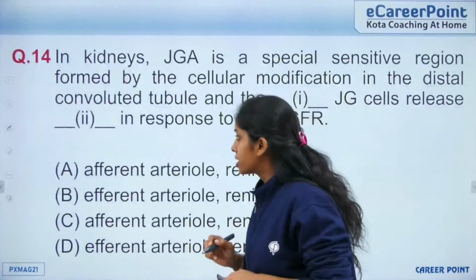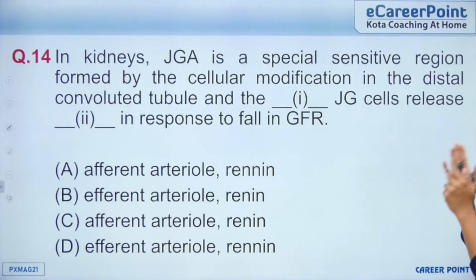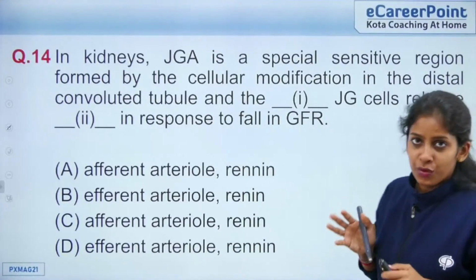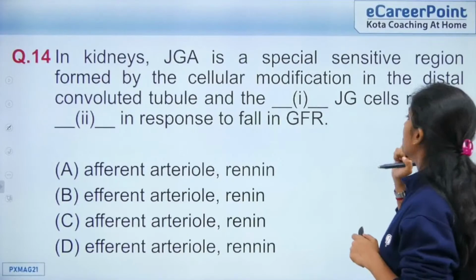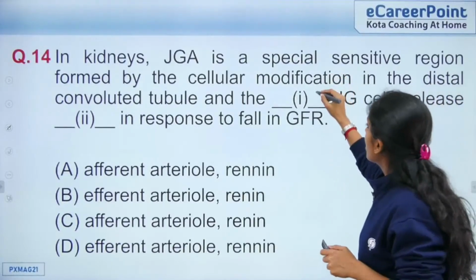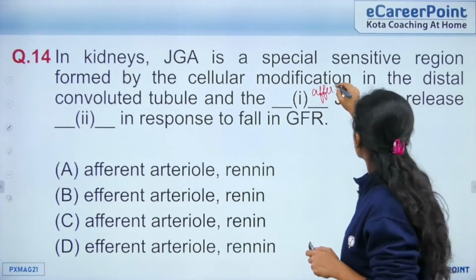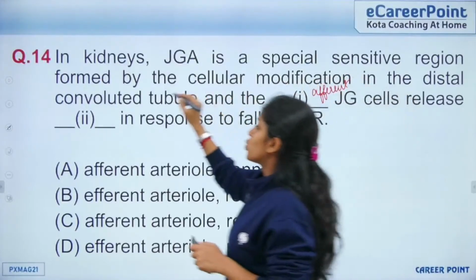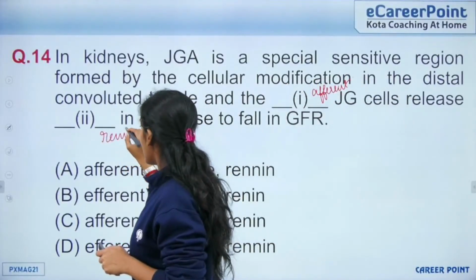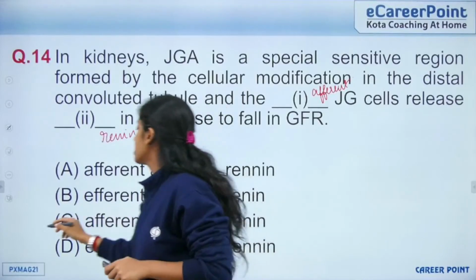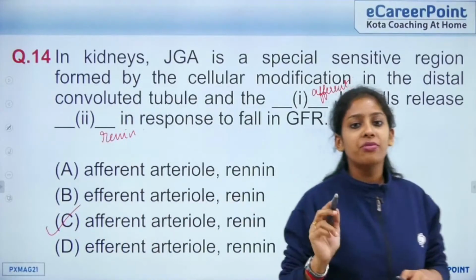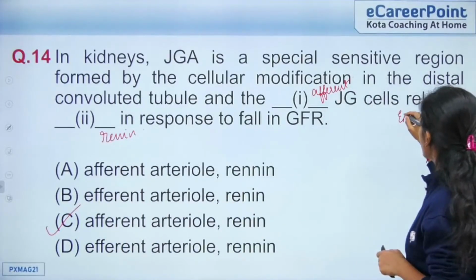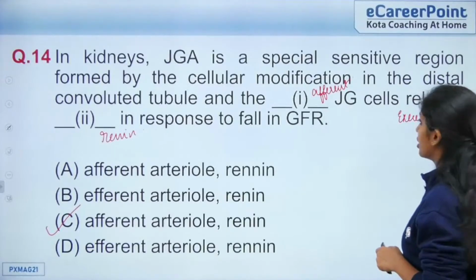So question 14. In kidneys, JGA is a special sensitive region. It is formed at the junction between the DCT and the afferent arteriole. And it releases what? Renin, R-E-N-I-N. So which is the right answer? Option C. Again, this question comes from the chapter excretory products and their elimination.